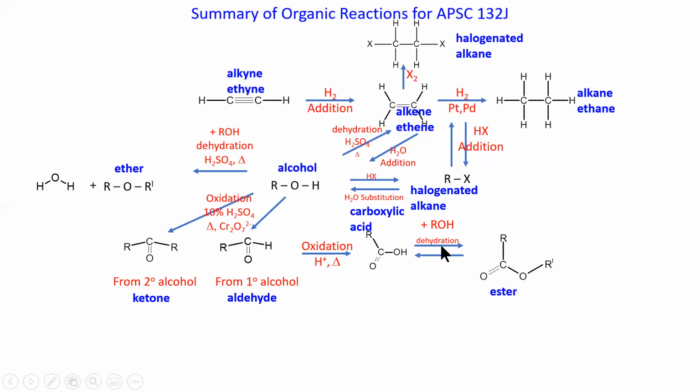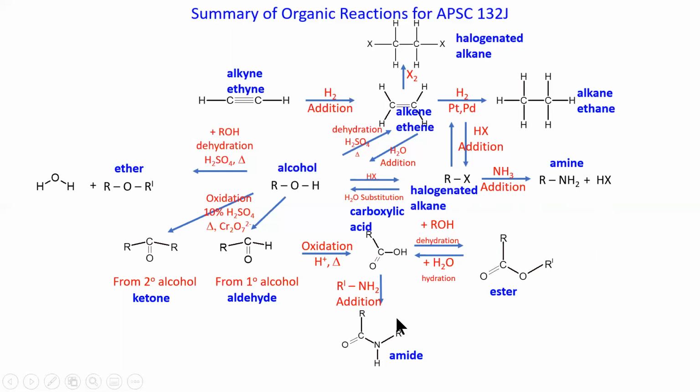And we can then add an alcohol to it and have an ester. And you can add water to our ester and change it back into the acid and the alcohol that produced the ester. We can add ammonia to a halogenated alkane, and you end up with an amine. And then we can take an NH2 group attached to a carbon and add it to a carboxylic acid, and you end up with an amide. And that ends our organic chemistry.